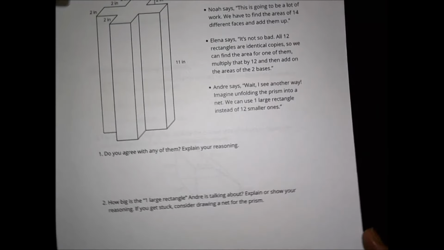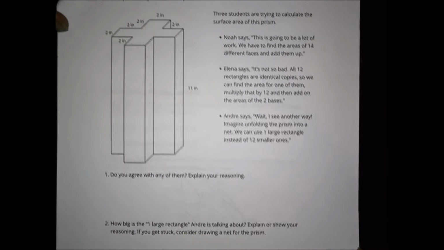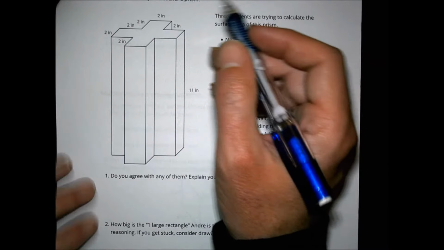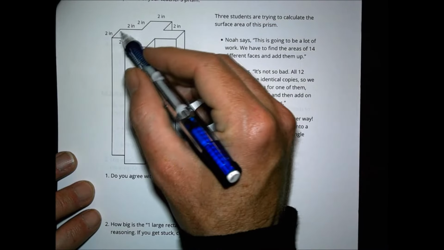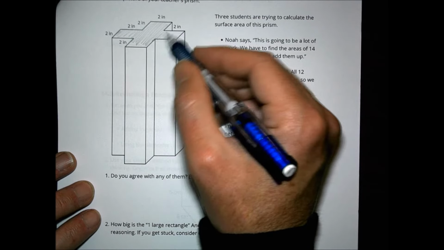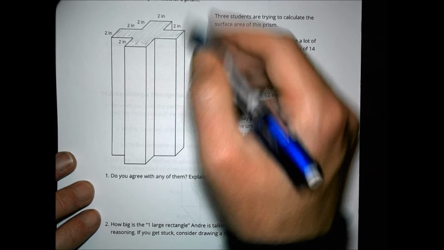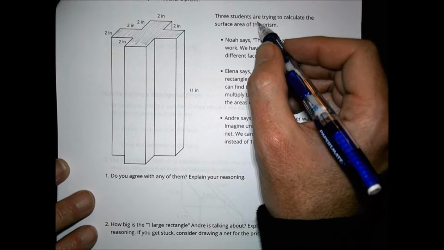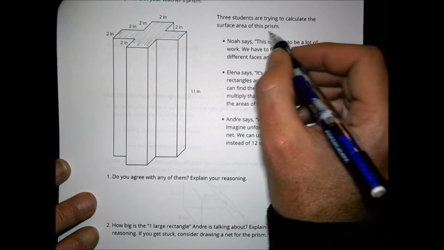Alright, so then from there in class, after you've discussed that a little bit, you then have a little picture in your book of the shape your teacher showed you. Okay, and this one they flipped over so you can see it's standing on its base, so to speak. And so we have that base right there, and then we have a height right here of 11. So 3 students were trying to calculate the surface area of this prism.